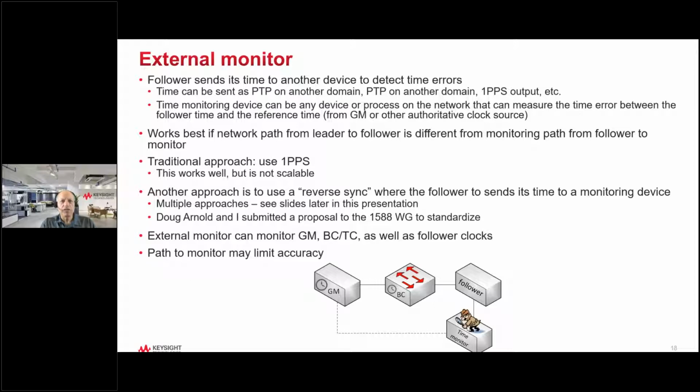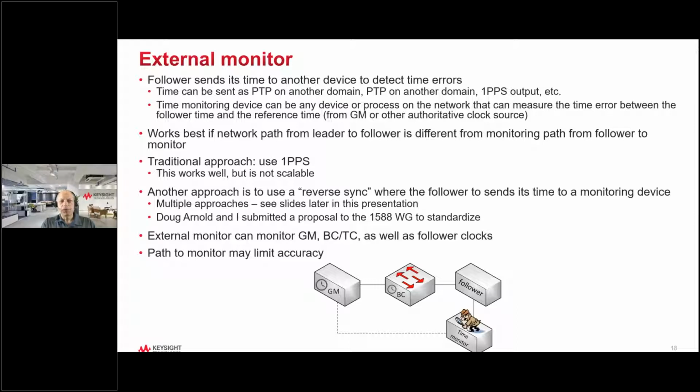And the time monitoring device can be any device or process on the network that has the ability to measure the error between the follower time and the reference time. And the reference time can come from the GM, or it can come from any other authoritative clock source. Again, this works best if the network path from the leader to the follower is different from the path to the monitor. But you have to watch out because the paths themselves can introduce errors.